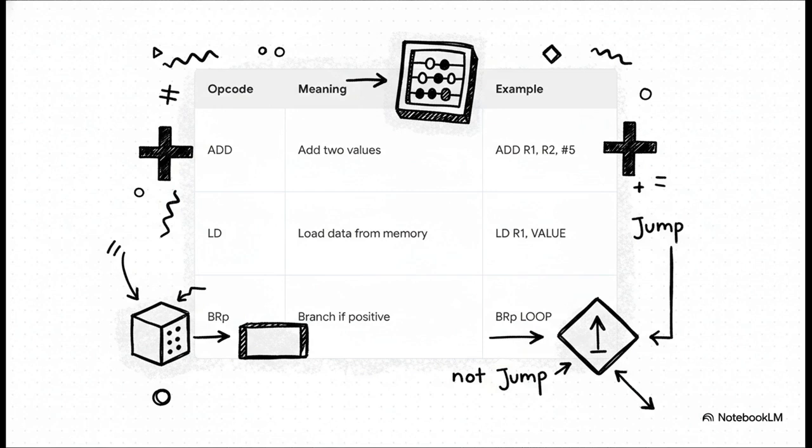You've got simple stuff like ADD for addition. LD is for load, which just means grabbing some data from memory. And then you have these cool conditional commands like BRP. That stands for branch if positive. It's like telling the computer, hey, if the last thing you did resulted in a positive number, then I want you to jump to this other spot in the code.